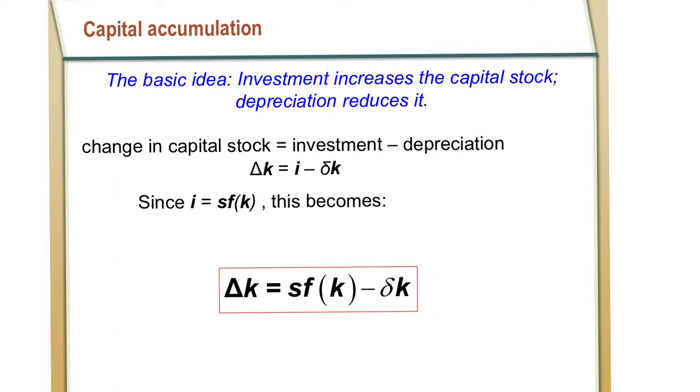And so remember, in previous discussions, we talked about how investment is equal to the fraction of our output that is saved, s times f of k. If we substitute s times f of k into this expression for delta k up here for I, we get the central equation of the Solow model. This is what we call the law of motion for the capital stock, or it basically describes how the capital stock changes over time. So delta k is equal to s times f of k minus delta k.